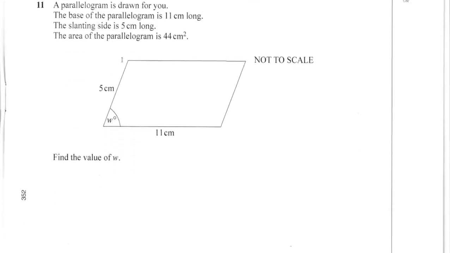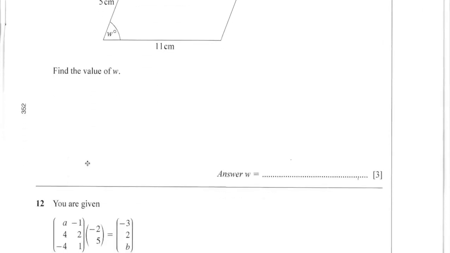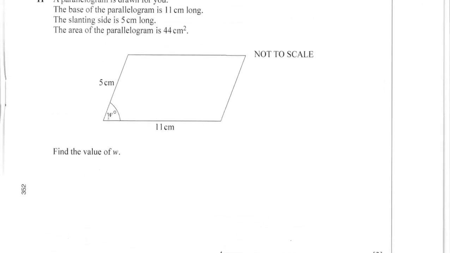So question number 11. A parallelogram is drawn for you. Now the base of the parallelogram is 11 centimeters long. The slanting side of the parallelogram is 5 centimeters long. Now the area is 44 centimeters squared. But find the value of W, which is the angle here.